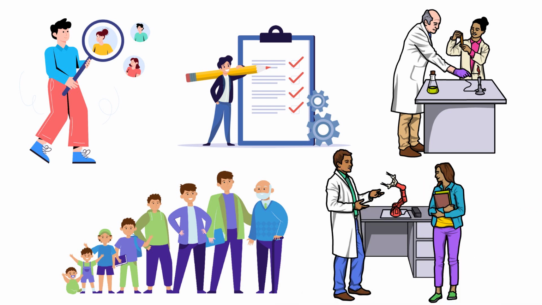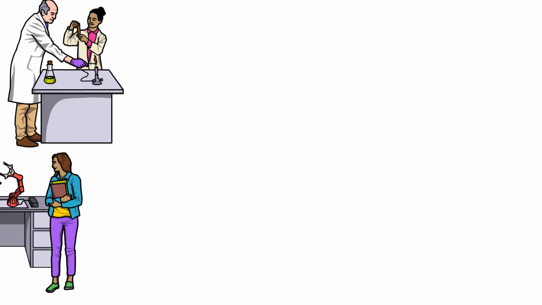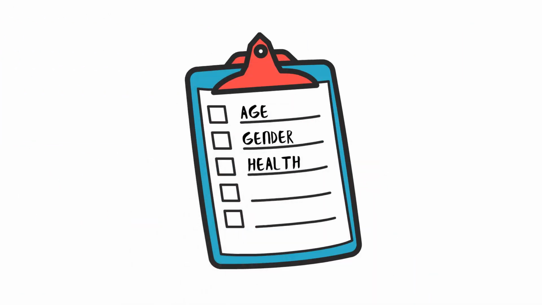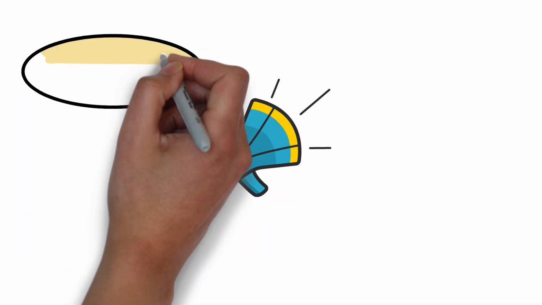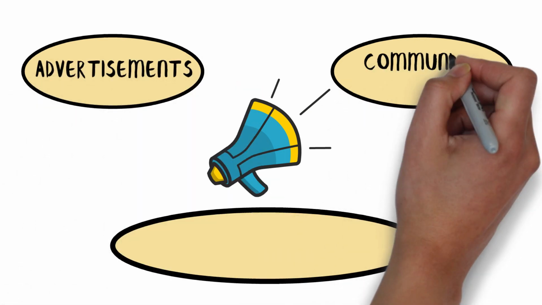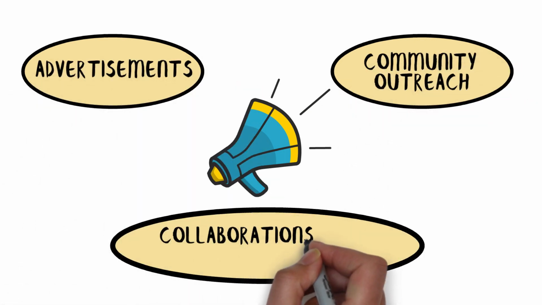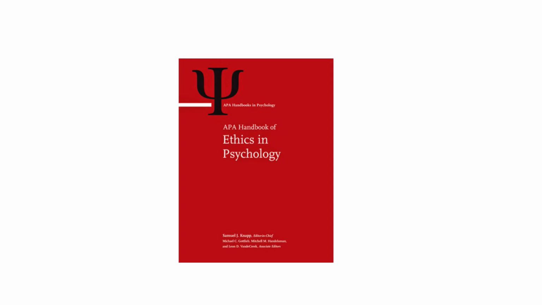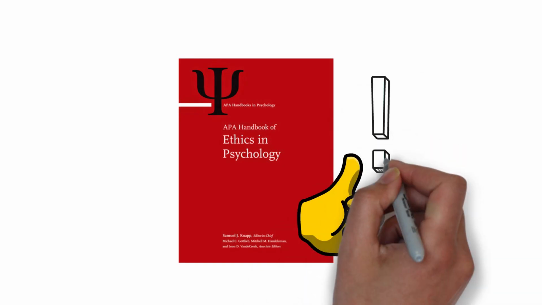The researcher will base their selection of participants on specific criteria, such as age, gender, health status, or the presence of certain conditions. Researchers often recruit participants through various methods, including advertisements, community outreach, or collaborations with institutions or organizations. Researchers will adhere to ethical guidelines to ensure the well-being of the participants, but there are a few issues that can arise with participants called participant reactivity.